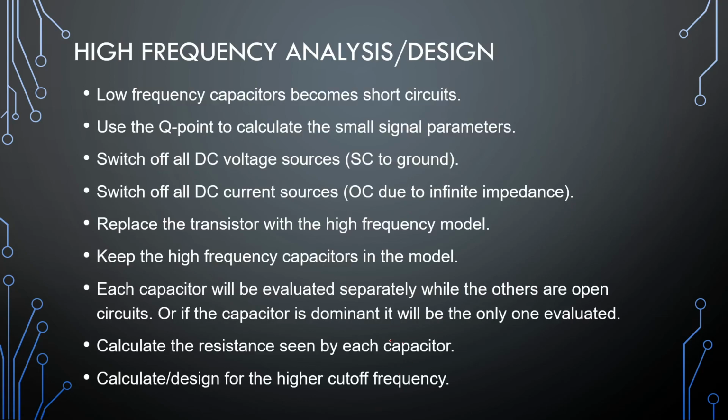So how we would go about doing a Miller analysis, or AC analysis at high frequency, for the circuit: all our low frequency capacitors will become short circuits. This is how to set up a small signal model. We'll use the Q point to calculate the small signal parameters. Just like low frequency, we will switch off all voltage sources and all current sources. Current sources will become open circuits due to infinite impedance.